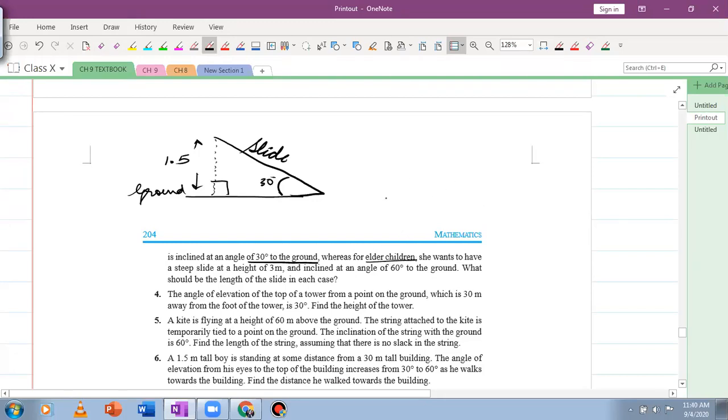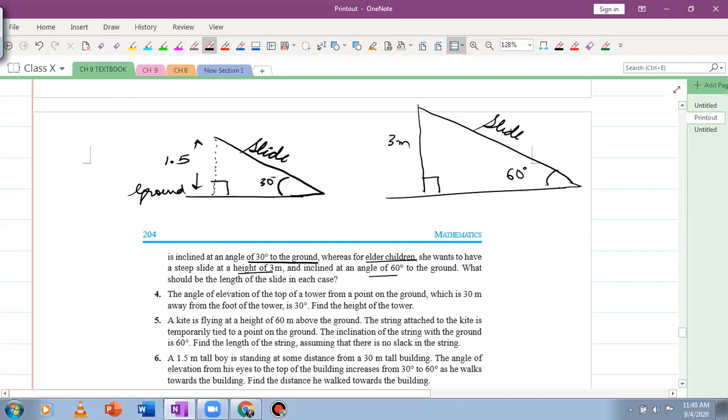And then there is another slide for elder children. In that case the height is 3 meters and the angle of inclination is 60 degrees. So the height of the slide is 3 meters, perpendicular to the ground, and then the slide is inclined at an angle of 60 degrees to the ground. So this is the slide. In both the cases, you have to find out the length of the slide.